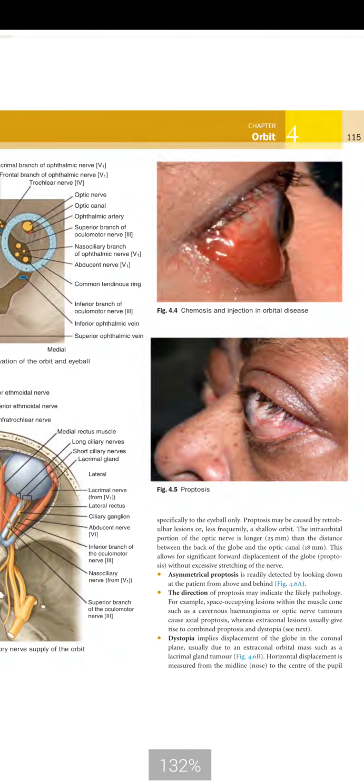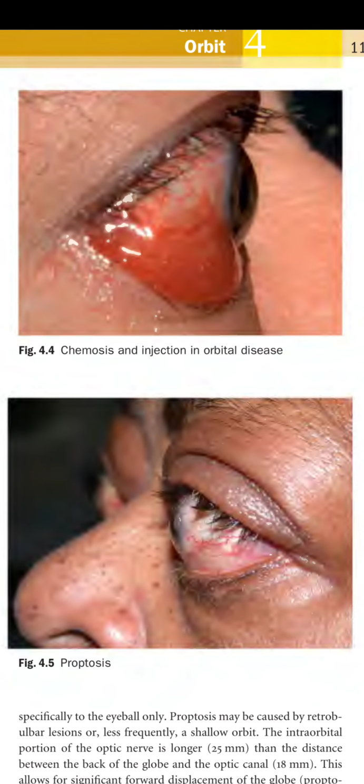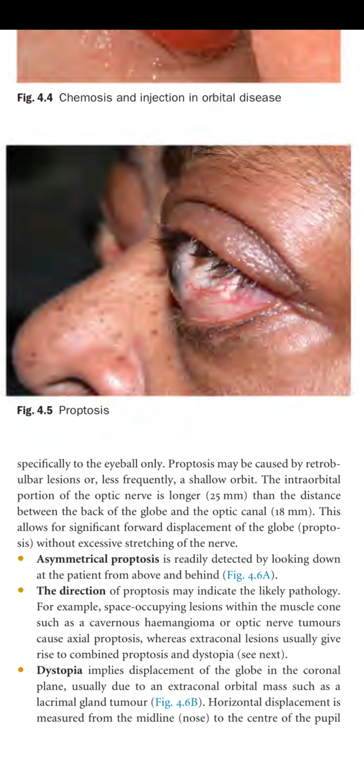So you can see figure 4.4. This is showing us the soft tissue swelling, that is there is a chemosis and injection of the orbital disease, and it is showing proptosis. There is an abnormal protrusion of the eyeball. So there can be asymmetrical proptosis between two eyes. The asymmetrical proptosis is radically detected by looking down at the patient from above and behind.